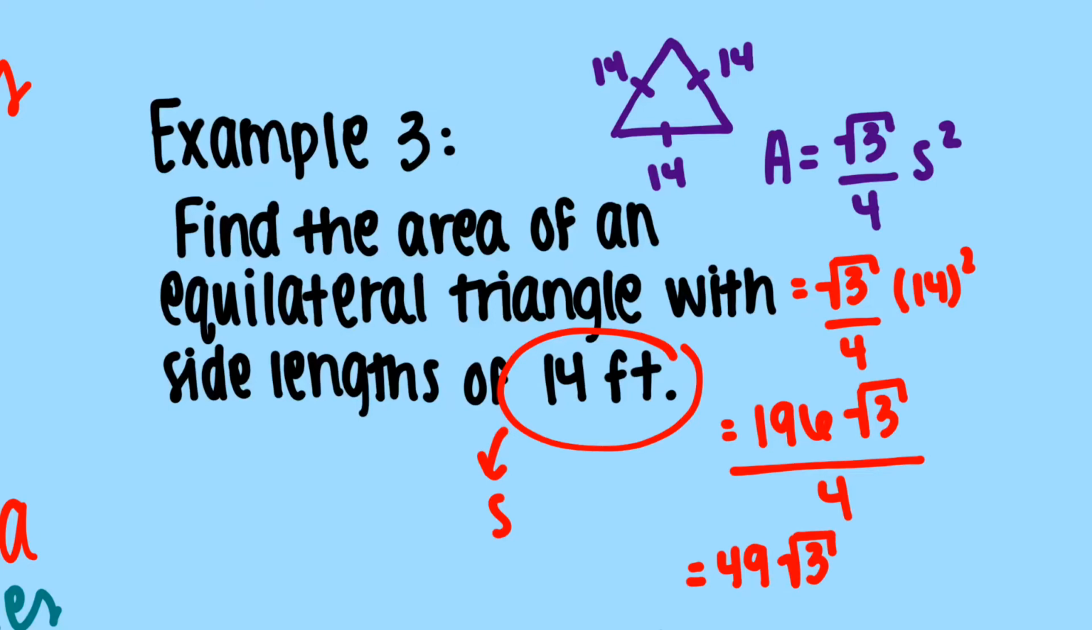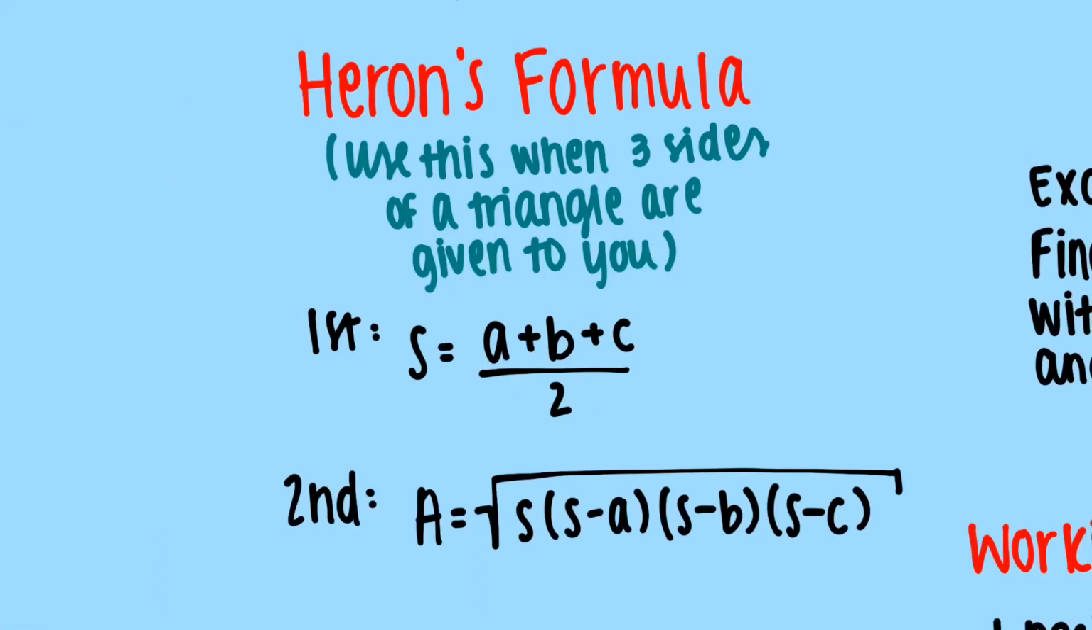If I ask you for the exact answer, you need to make sure you have the square root of 3 in it. If I ask you for an approximate answer, that's when you would give me the decimal. If I don't specify, usually the exact answer is easier, but it is up to you. So what we're going to talk about next is something called Heron's formula, and you're going to use this when 3 sides of a triangle are given to you.